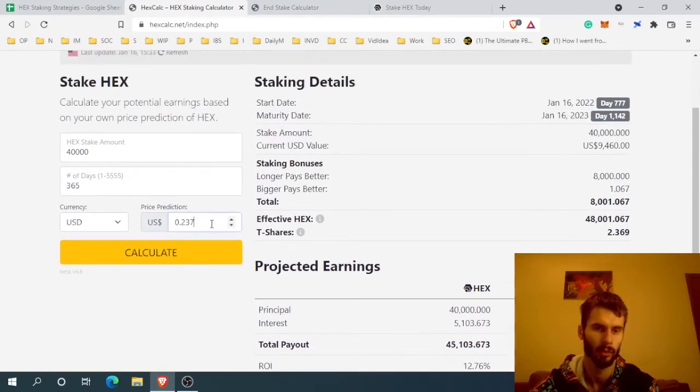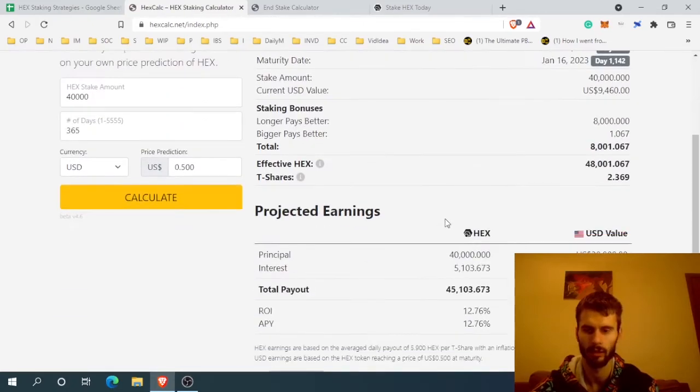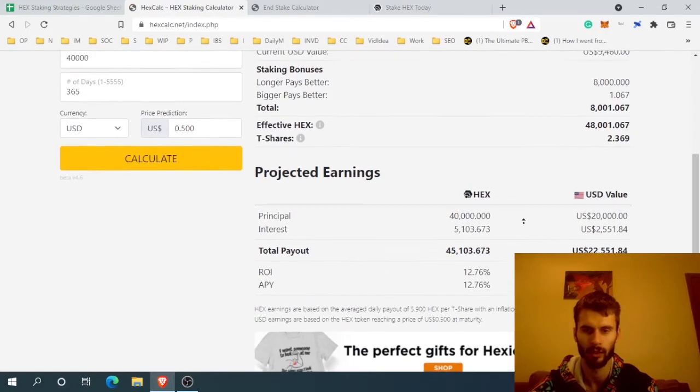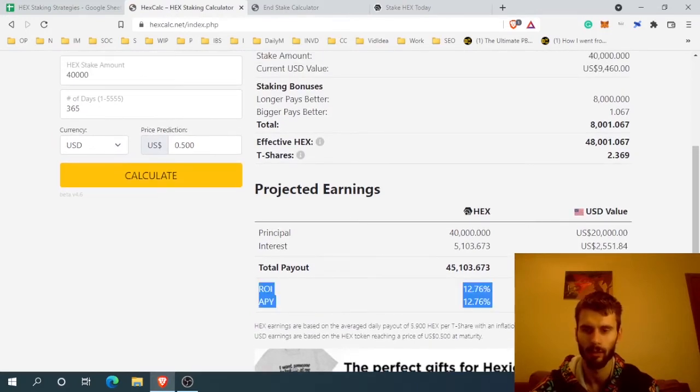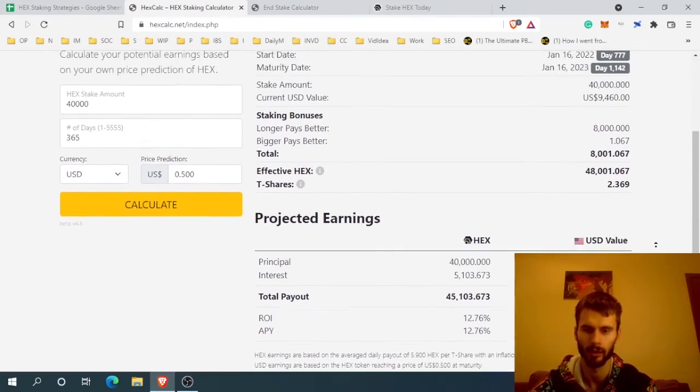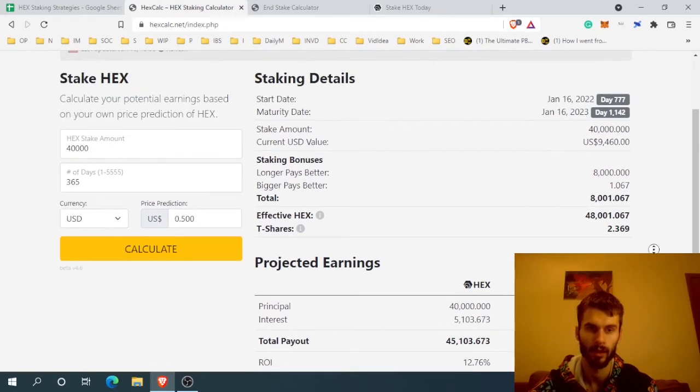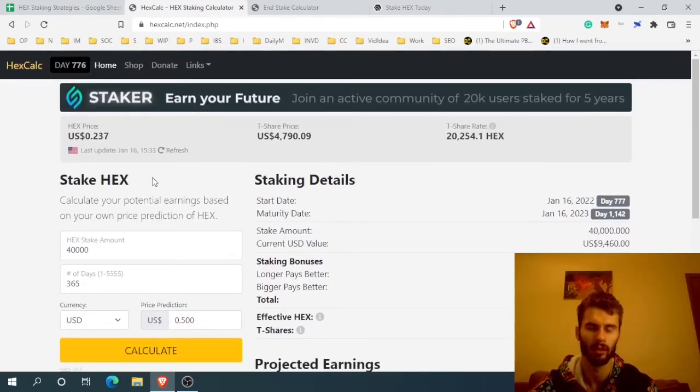Now we can also do price prediction. Maybe within a year you expect the price to be 50 cents. And let's calculate that. And that makes it some insane numbers, as your $10,000 becomes $22,000 within a year if the price does what you expect it to do. So this is a pretty good calculator that helps you test out your strategies.